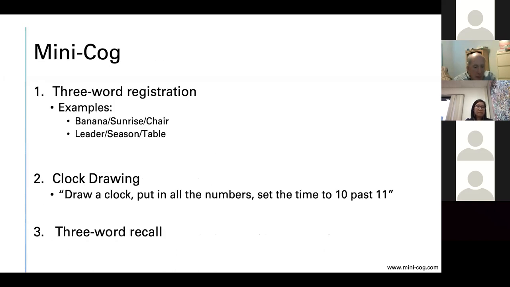So in terms of the mini cog, the steps that it entails is first, a 3-word registration. If you go onto the mini cog website, there's many different examples and also it's available in different languages. So an example would be banana sunrise chair. You then ask the patient to draw a clock, put in all the numbers and set the time to 10 past 11. And then it's followed up by the 3-word recall.